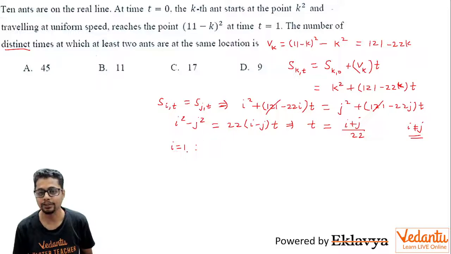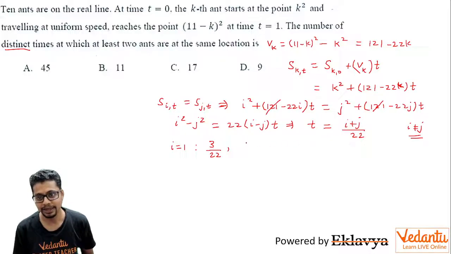So when I take i to be 1 and explore the time instants where this first end is meeting second, third, fourth, so and so forth up till the 10th end. So I take j to be 2. So I get 1 plus 2 is 3, 3 by 22. So this is the time instant at which the first end and second end are meeting.